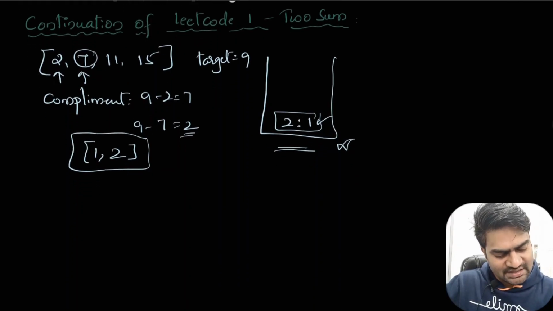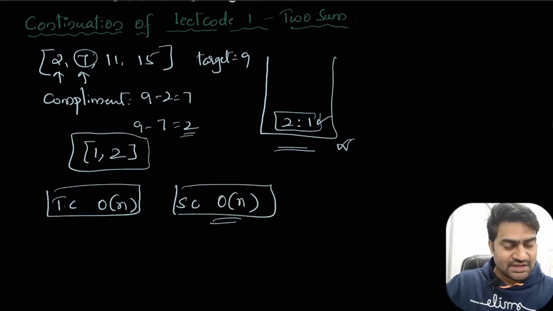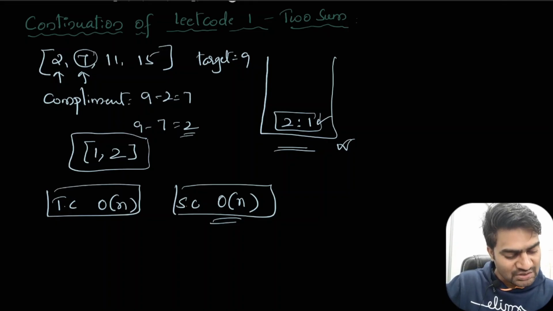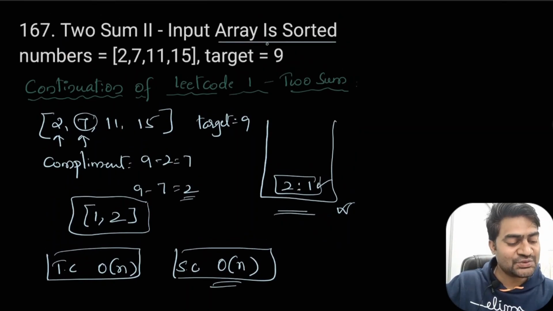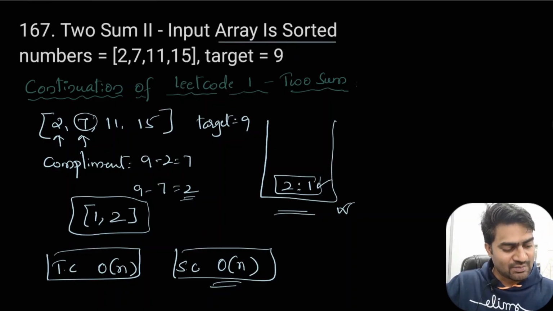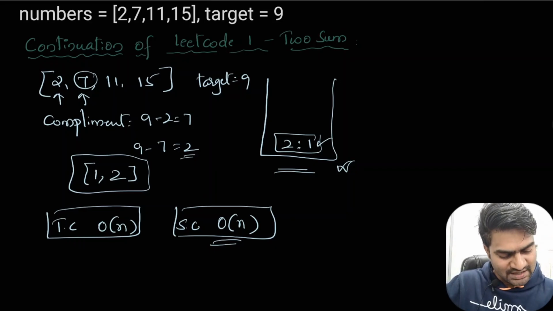So in this case, if you see, our time complexity will be order of n, but the space complexity will also be order of n here. So the interviewer will not be happy with this particular solution because we are using extra space. And also the constraint here is that our input array is sorted. So we can use this sorted property to come up with a pair in the most optimal way, that too without using extra space. Okay, let us see how to do that.